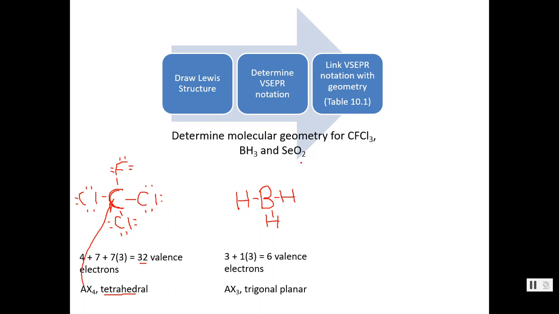Last but not least, we have SeO2. We need to determine its molecular geometry. But first, we've got to find its Lewis dot structure. So, it's starting to get to be a habit, right? Find the number of valence electrons for that molecule.